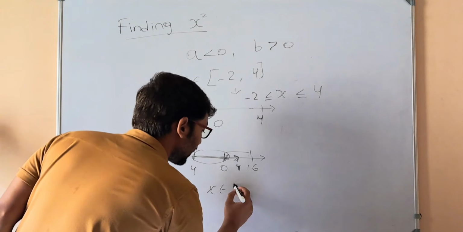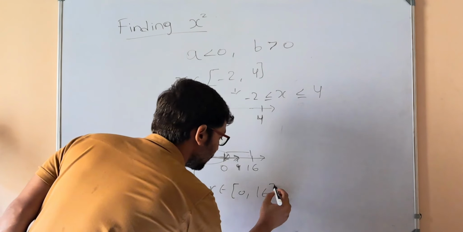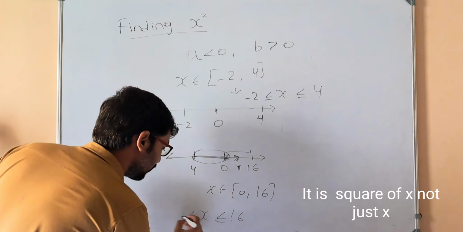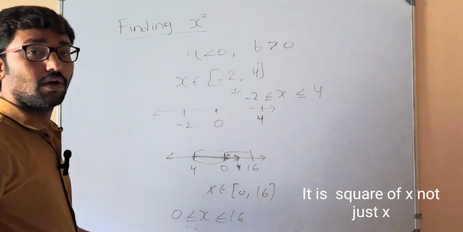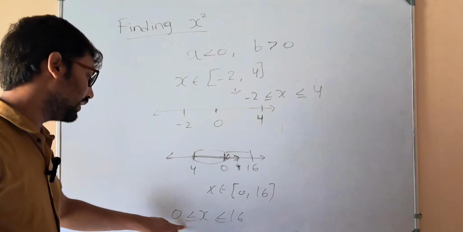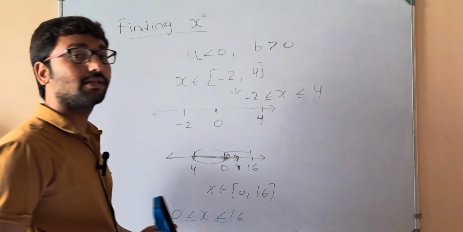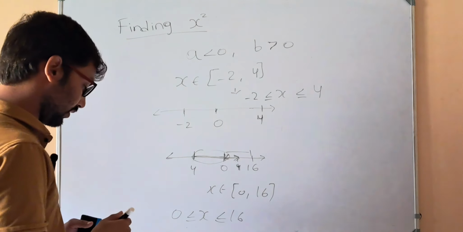So that's why we can write 0 to 16. Therefore, x square is less than or equal to 16 and greater than or equal to 0. So this is how we find x square values.